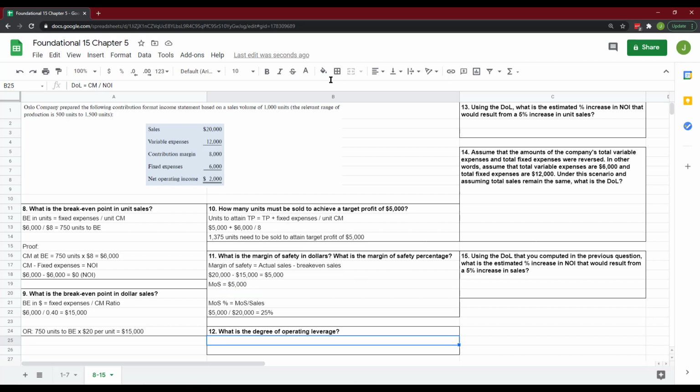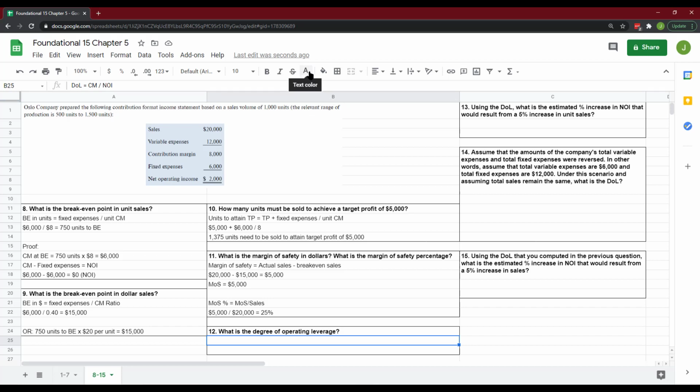Next is, what is the degree of operating leverage? So the degree of operating leverage measures how sensitive our net operating income is to changes in sales. So it has to do with our cost structure. You know, what are our variable expenses and our fixed expenses, and that will impact how sensitive your net operating income is to any changes in sales. Okay, because the fixed expenses are unchanging in total, but the variable expenses in total react proportionately to those changes in sales units. Okay, so what's the degree of operating leverage formula?